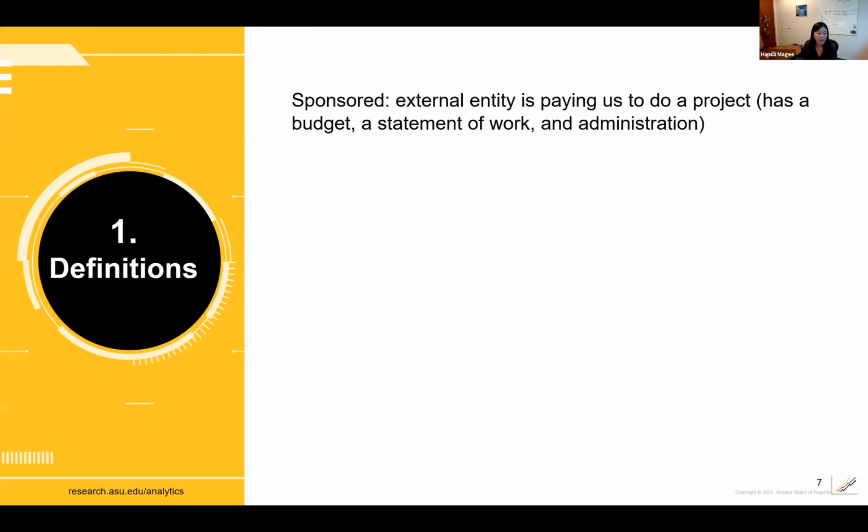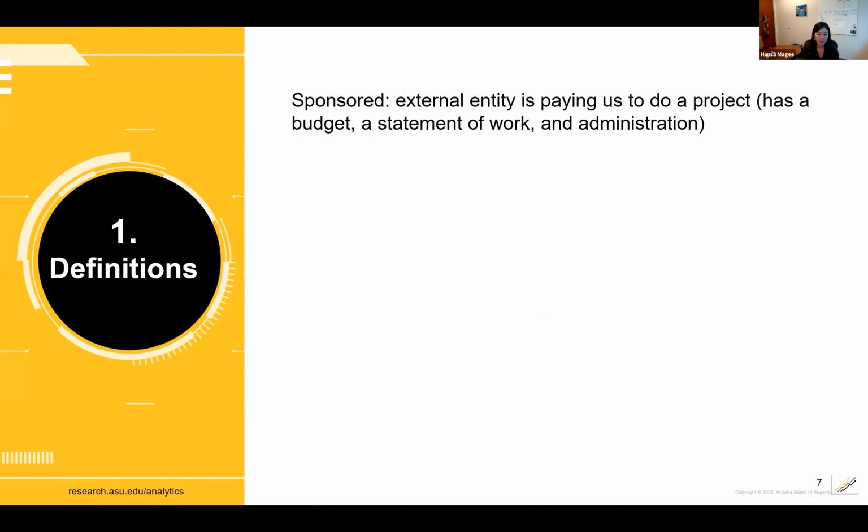Okay, so diving right into the definitions. The word sponsored is something that is used very often with our data, and this is not actually descriptive of every single research project on campus. Sponsored truly means that there is a sponsor. Someone is sponsoring you, like a chair in the Phoenix Symphony. You are being sponsored. This is an external entity that is paying us to do a project. And specifically in research administration guidelines, this project has to have a budget.